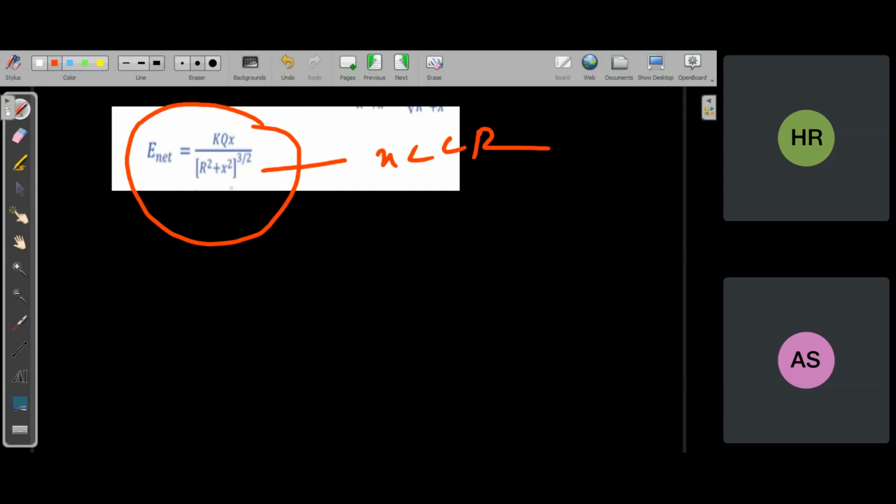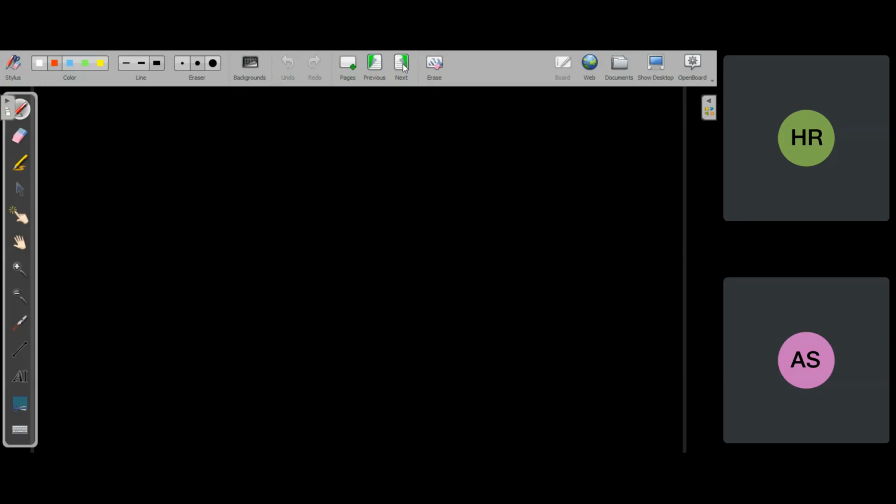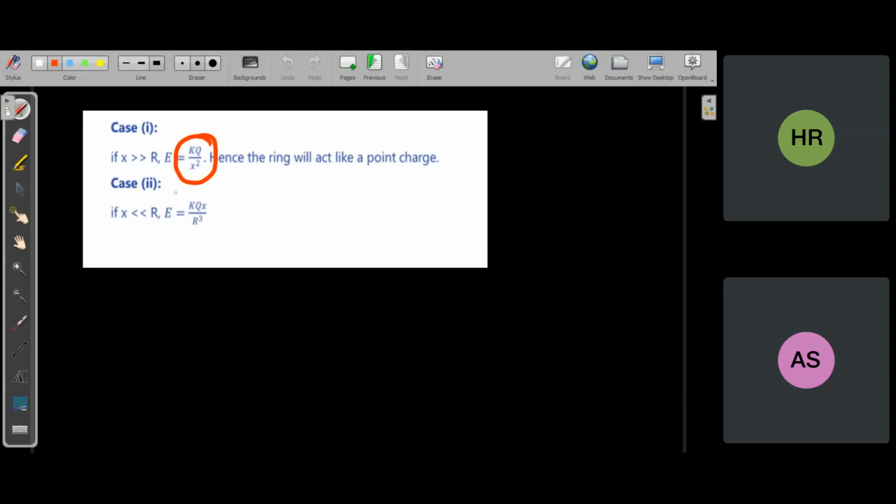So this is very simple. I think no need to convert it into anything. If x is very, very less than r, then x square will automatically be very, very less than r square. So just simply remove this and you will get kqx by r cube. That will be the electric field. Kqx by r cube, for x very, very less than r. Understood this?